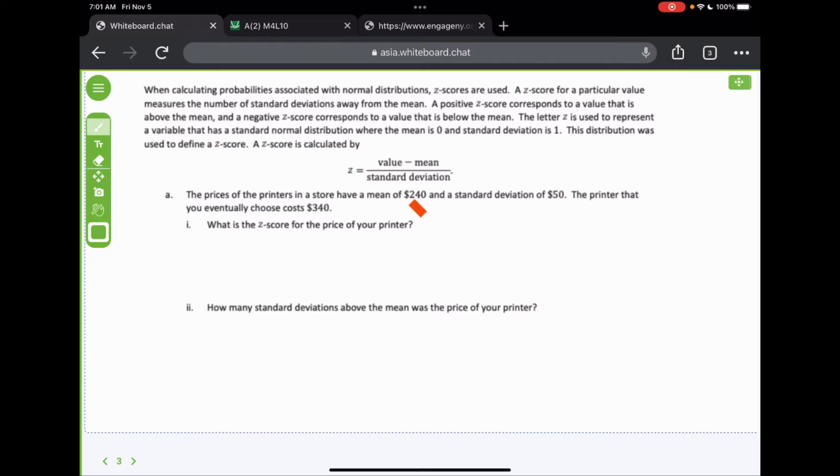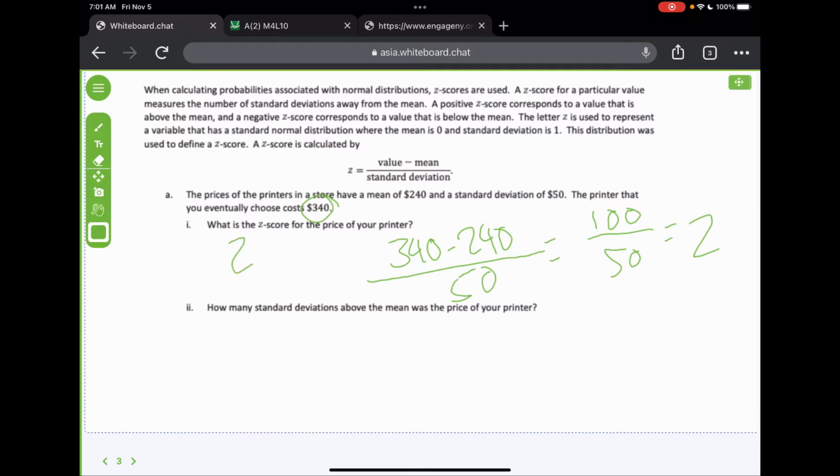So I ask, what is the z-score for the price of your printer? Well, we were given the value of our printer. It was $240. Oh no, I'm sorry, that is incorrect. The value was $340. The mean is $240, and then we divide by the standard deviation. What is 340 minus 240? That is equal to 100, divided by 50, is equal to 2. So you're at 2 standard deviations.